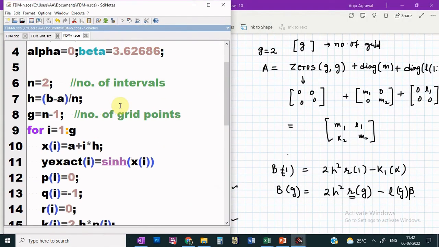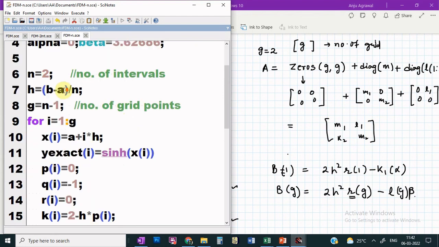So this is the general program we have written. The initial statements are the same. Here I've introduced only one new variable, g, the number of grid points, and the number of grid points will always be n minus 1.